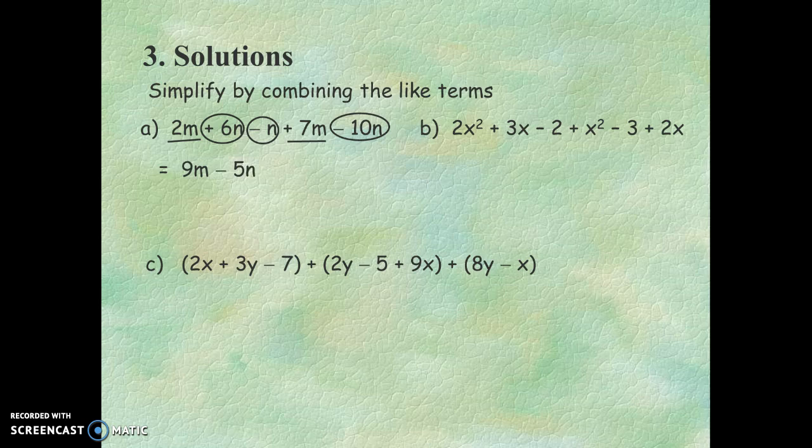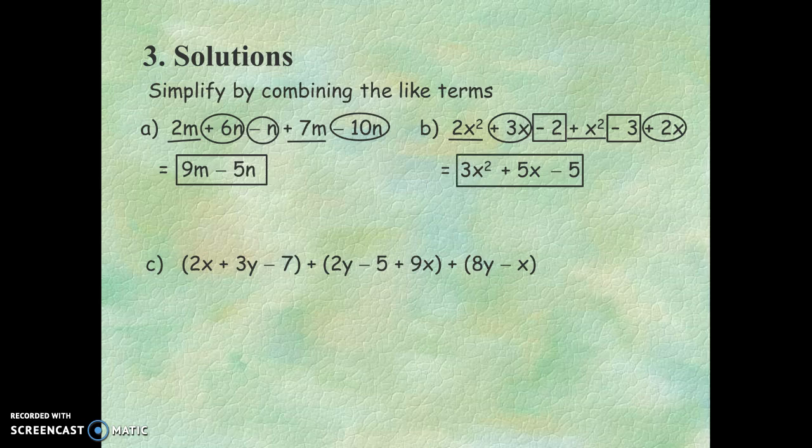Question B. 2x squared and x squared are going to be, oh, don't forget to put the answer in a box. 2x squared and x squared are going to come together to give you 3x squared. 3x and 2x are like terms, and they're going to give you 5x. Negative 2 and negative 3 are going to give you a negative 5. And you can't go any further with this, so you just got to put a box around the answer.